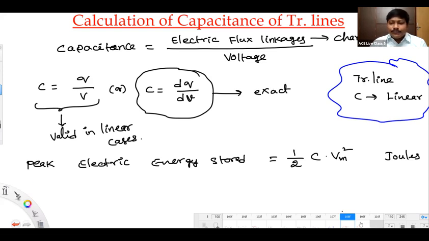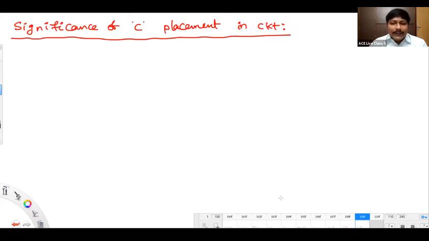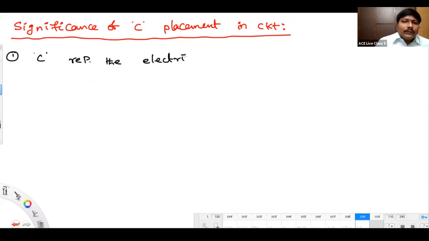Okay, let's continue. Tell me why we are keeping this capacitance in the equivalent circuit? One, to represent the electric flux linkages. Okay, first one, I'll say C represents the electric flux linkages because of the potential gap.